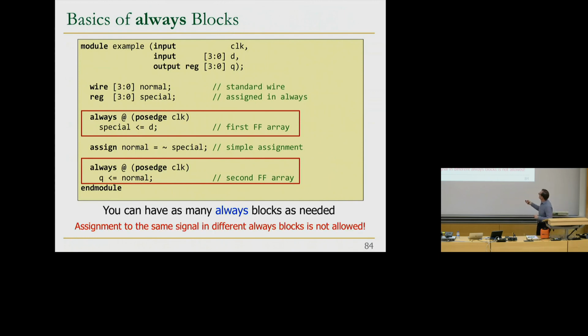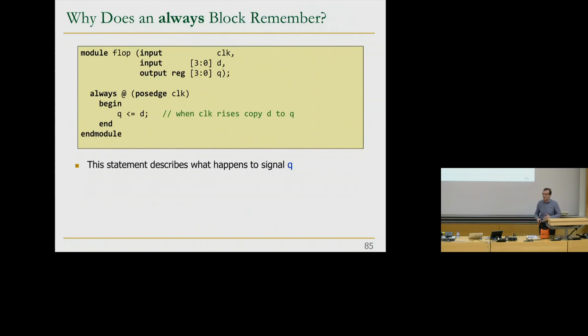Okay, clearly this is important. Assignment to the same signal in different always blocks is not allowed. So if you're assigning special over here, don't assign special over here because you will get an error in that case, I hope, if your compiler is good. Because it makes no sense to have two blocks assigning to the same register.